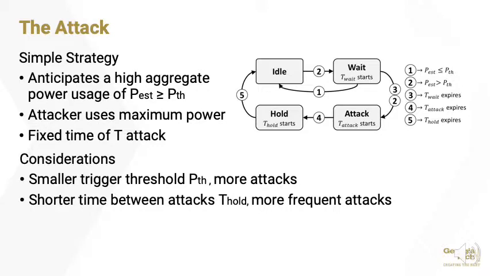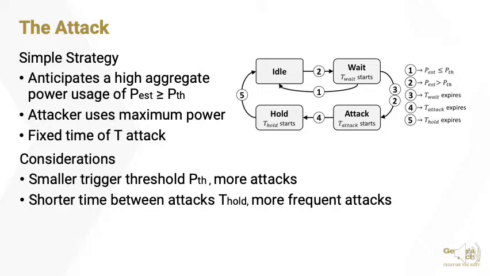Now, there are two important variables in this attack. First is the trigger threshold, which is PTH. The smaller the threshold is, the more times it will be triggered. This is because the power level will rise to the lower threshold, thus triggering an attack. If we raise the threshold higher, we'll reach that threshold fewer times, thus initiating fewer attacks.